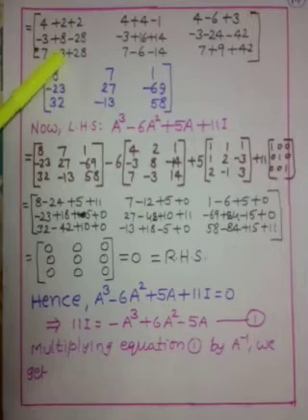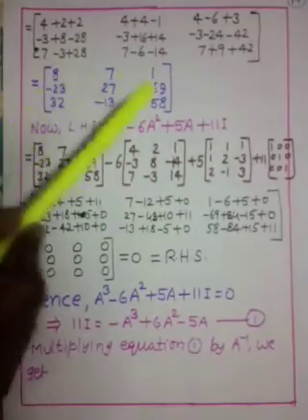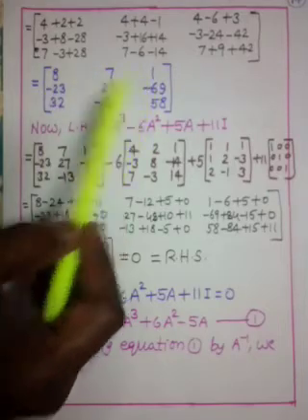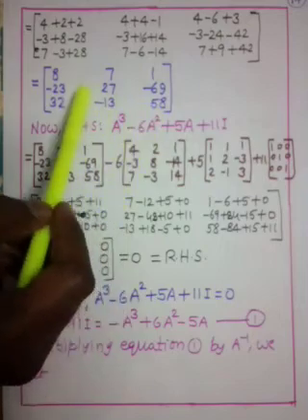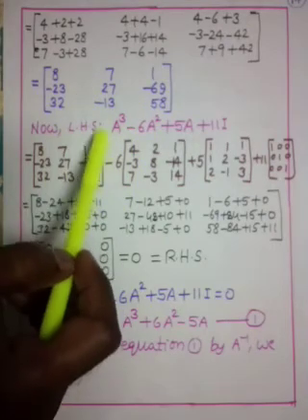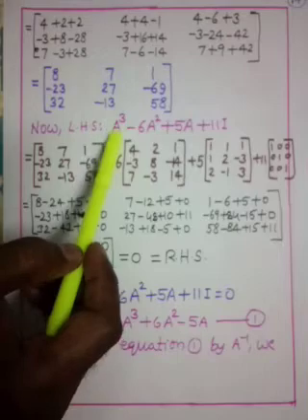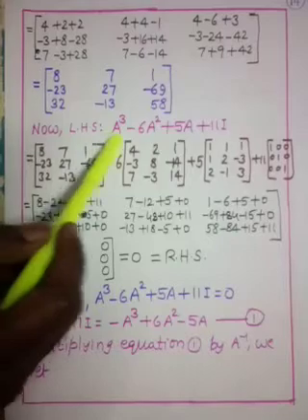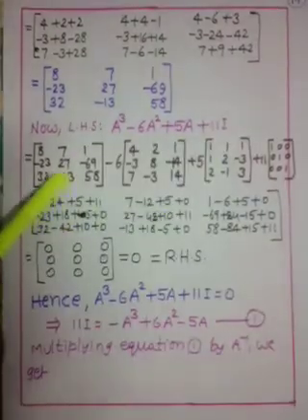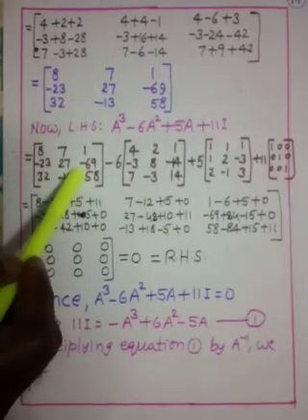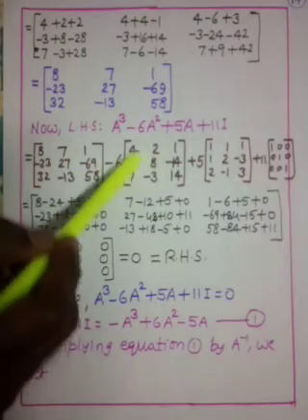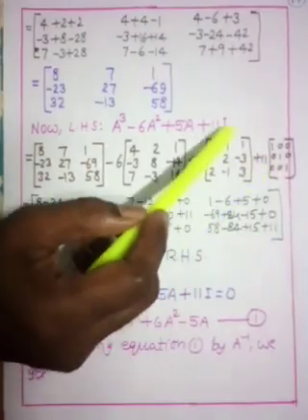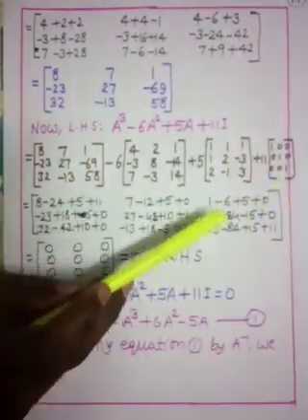So observe the elements. Okay, my children, we got here A cube, 8, 7, 1, minus 23, 27, minus 69, 32, minus 13, 58. This is matrix A cube. Now let us take LHS. What is LHS here? A cube minus 6A square plus 5A plus 11I. So in this expression we are substituting the values. This is A cube matrix minus 6 into this is A square matrix plus 5 into matrix A here plus 11 into I, I means identity matrix. I wrote here identity matrix.